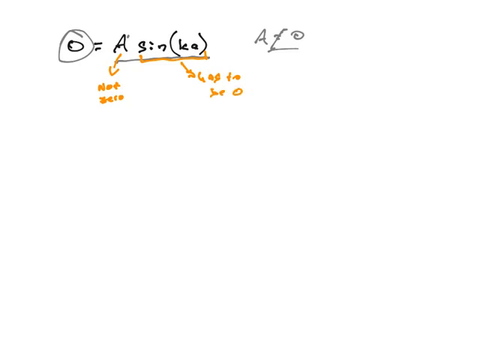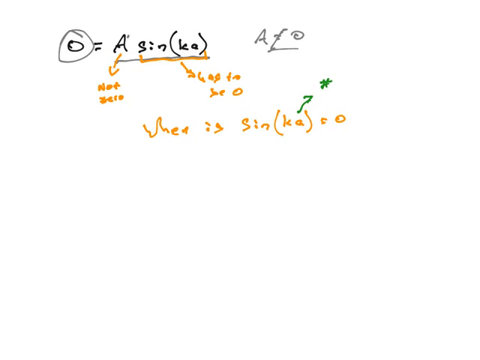So now we have to ask ourselves, when is sine of k times a equal to 0? Well, remember what a is. This little a, that's just a number. That's like the 4 meter mark or the 3 meter mark. It's where the walls for this box are. So a is just a number, little a.